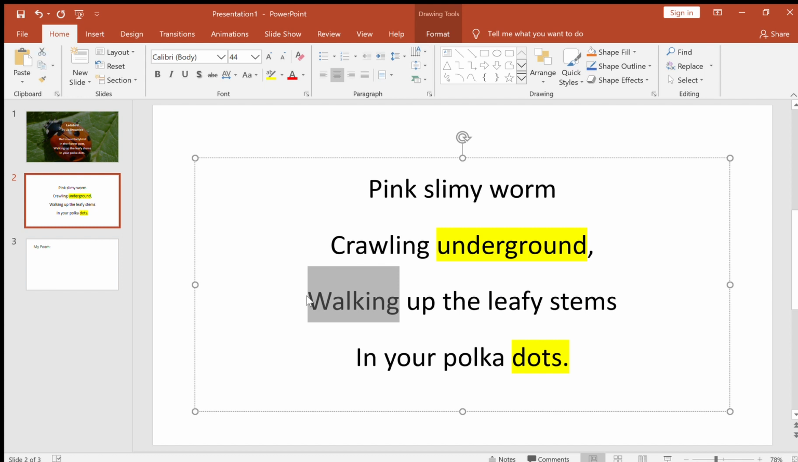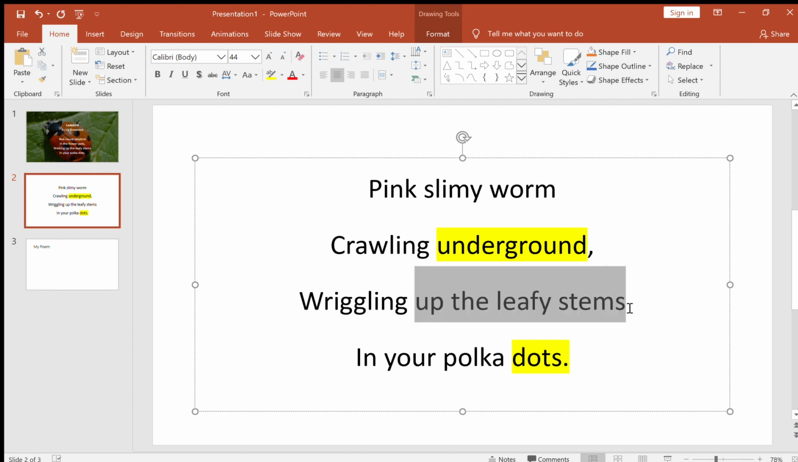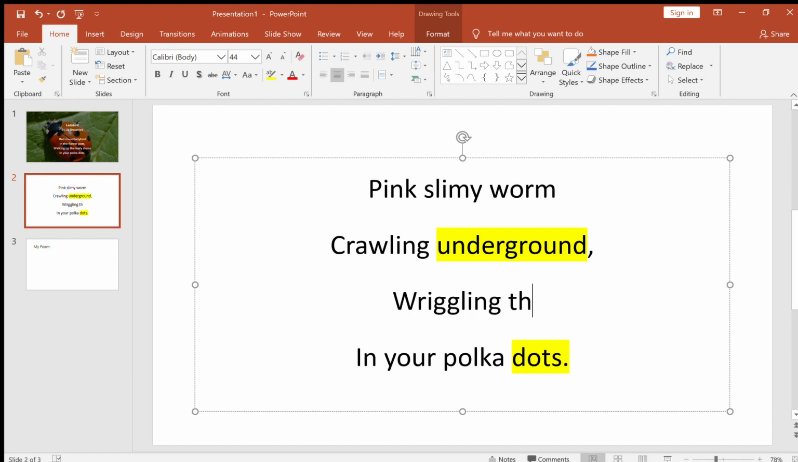I'm going to say worms, they wiggle and wriggle, don't they? So I'm going to say wriggling. Wriggling, they can't go up leafy stems. Wriggling, where might worms wriggle? I'm having a think, I'm using my prior knowledge. You might find worms in your flower beds, mightn't you? In the soil near all your flowers. So I'm going to say wriggling through the flower beds.